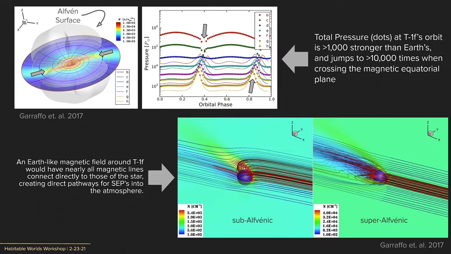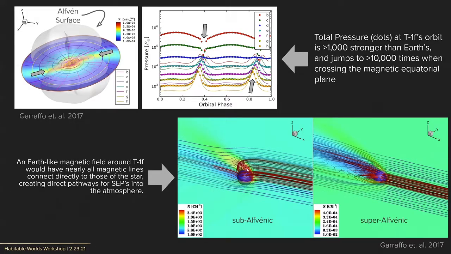And you can kind of see it here. All of these magnetic field lines coming from the star are connecting directly to the magnetic field lines of the planet here. And I should note that these arrows refer to the sub- and super-Alfvénic regimes. Within the Alfvén surface, these planets are sub-Alfvénic, and outside of it, the planets are super-Alfvénic. So this simulation corresponds to inside the Alfvén surface, and this corresponds to outside.